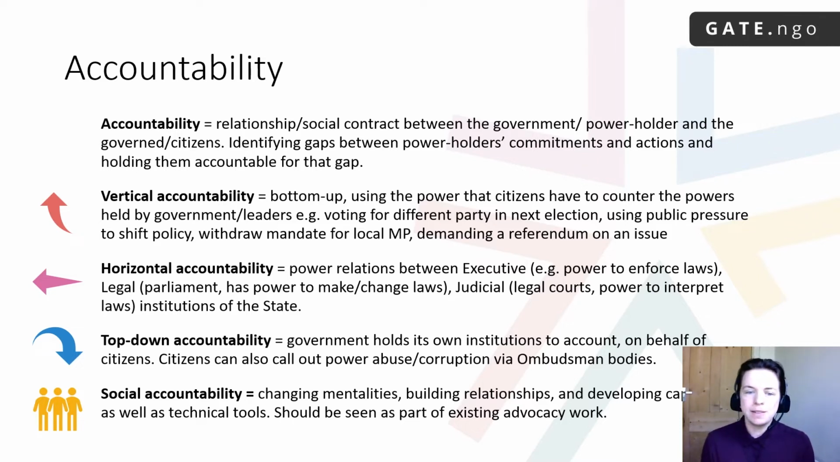Top-down accountability is where the government holds its own institutions to account on behalf of citizens, though citizens can still call out those powers if they see abuse or corruption through ombudsman bodies. And finally, social accountability is about changing mentalities, building relationships and developing capacities, as well as using the different technical tools for accountability. And this should be seen as a part of existing advocacy work.